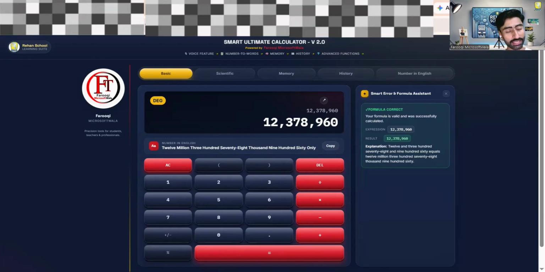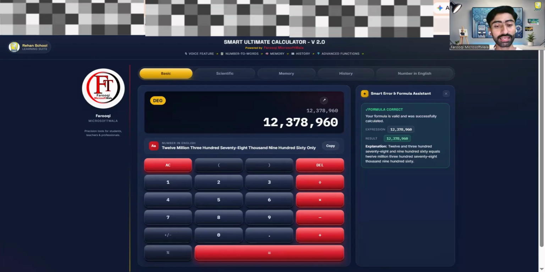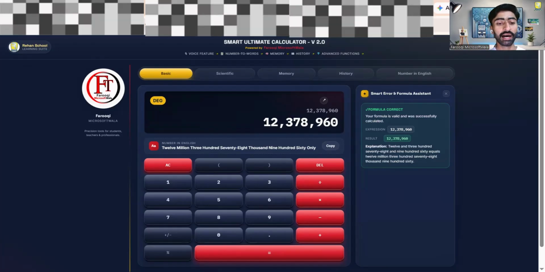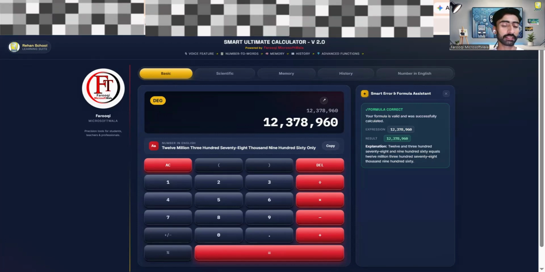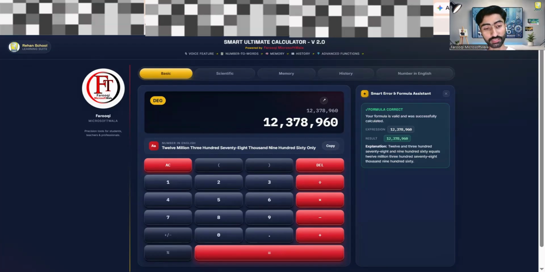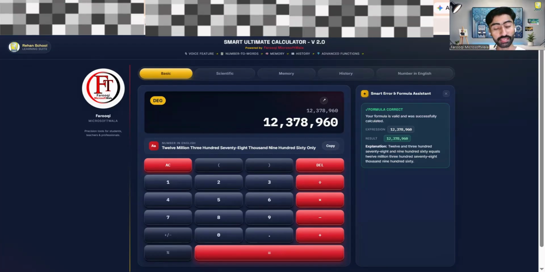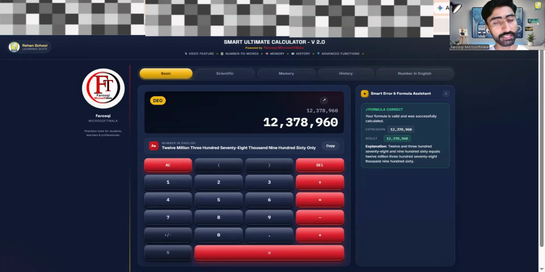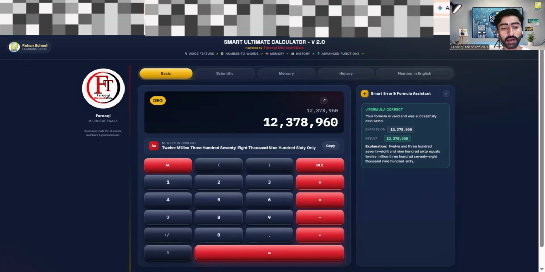So if we look at the complete calculator, we can see that it provides much more than basic arithmetic. We have basic calculations, scientific calculations, trigonometric functions, memory, history, number in words, smart error detection, formula assistant, and voice command. All these features make the smart calculator a useful and interactive tool for students, teachers, professionals, and everyday users.